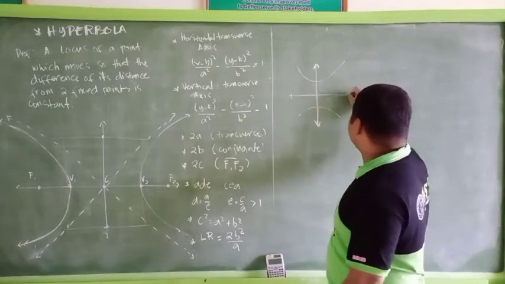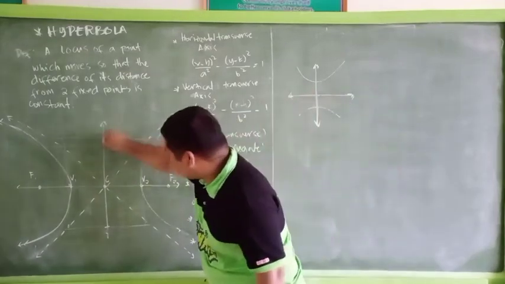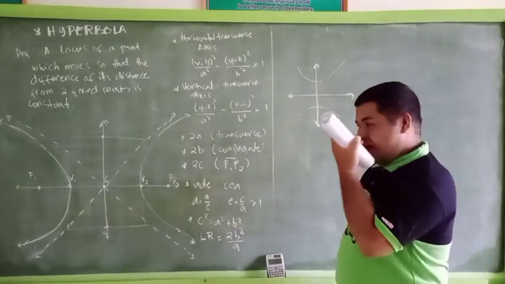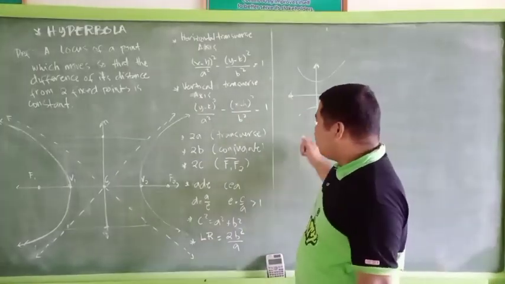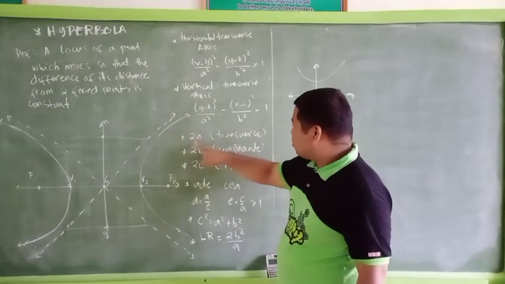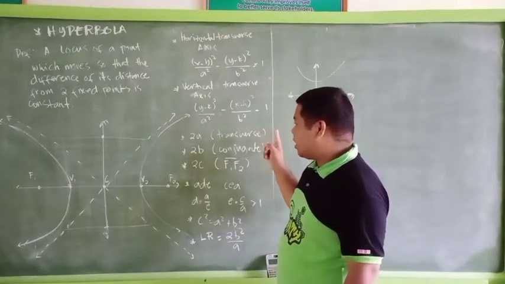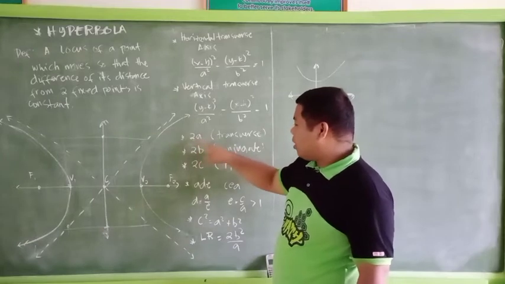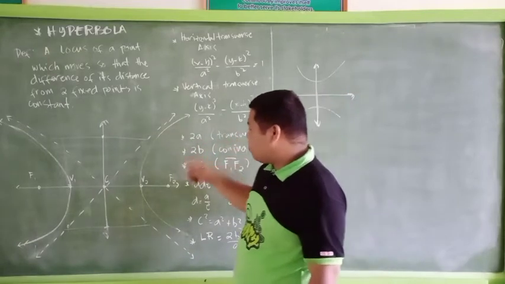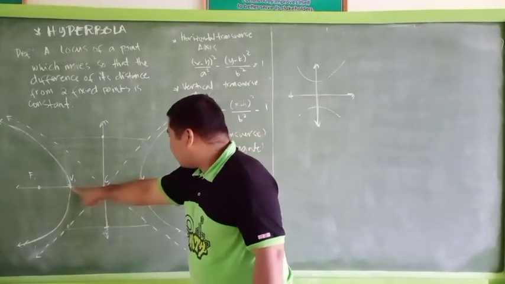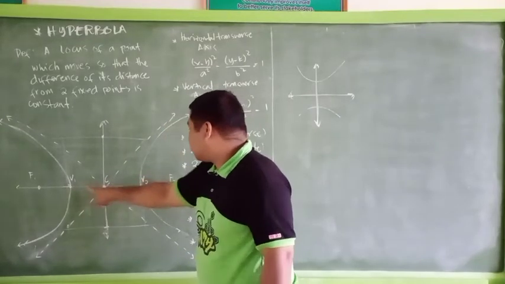Now, how about this line? Ang tawag natin dito? Or, how about this line? Ang tawag natin dito is conjugate axis or simply the conjugate. So, meron tayo dito 2A. Yung 2A na to, siya yung transverse axis natin. Ano itong 2A na to? Yung 2A, that is the distance from vertex 1 to vertex 2.